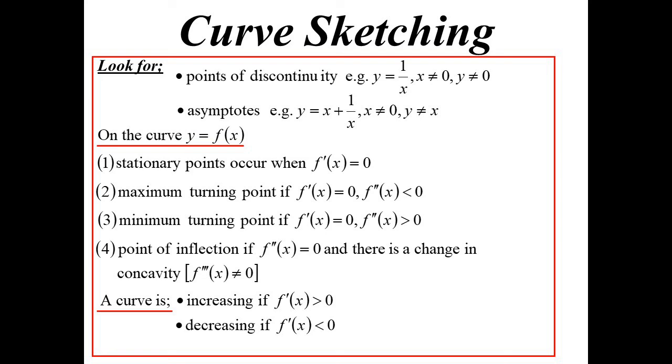A curve is increasing, so we know it's going up, if the first derivative is greater than 0. Decreasing if it's less than 0. Concave up, second derivative greater than 0. Concave down, less than 0. So we may not need all that information, but they're all the different things we can find if we need to get a better picture of what the graph looks like.